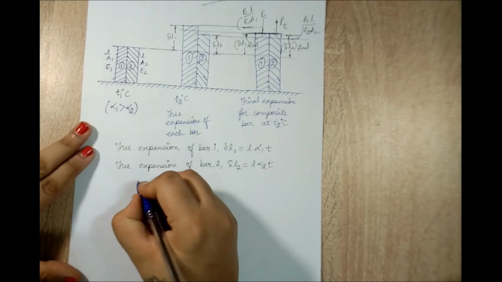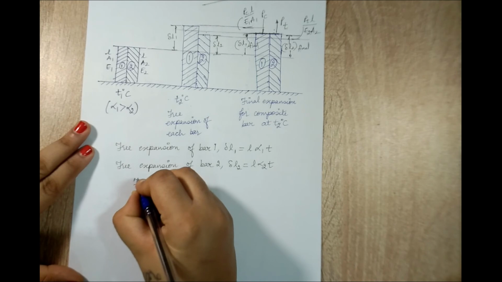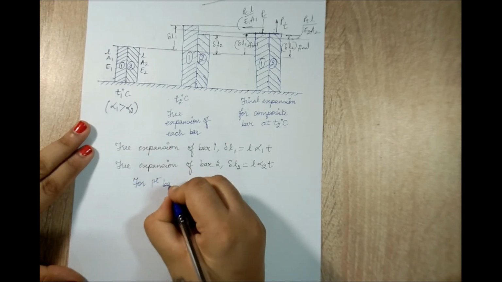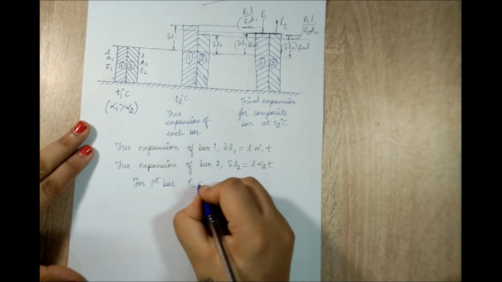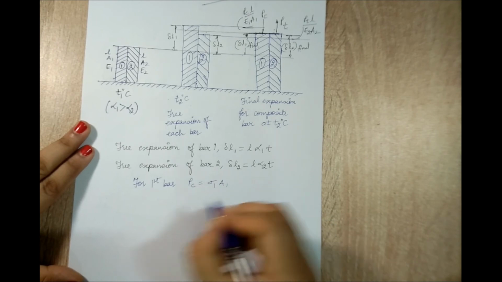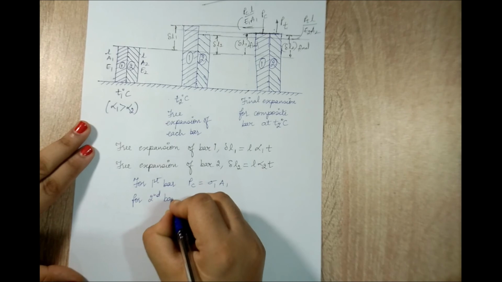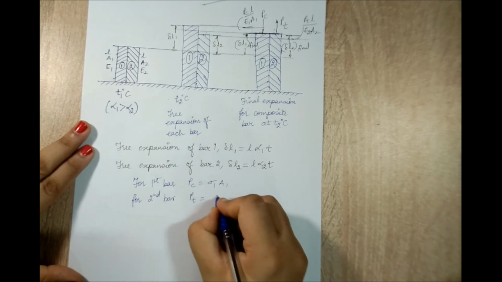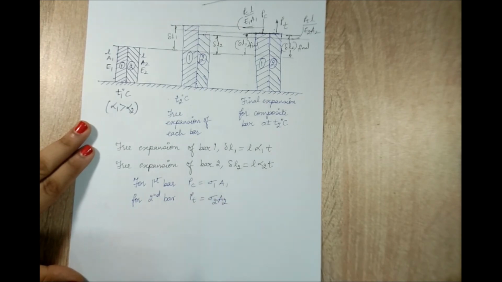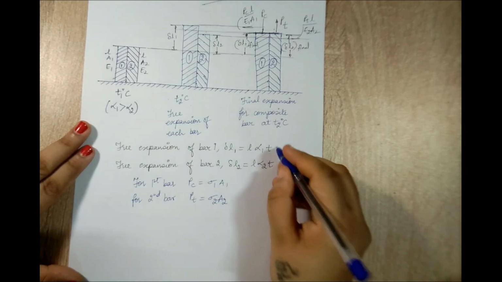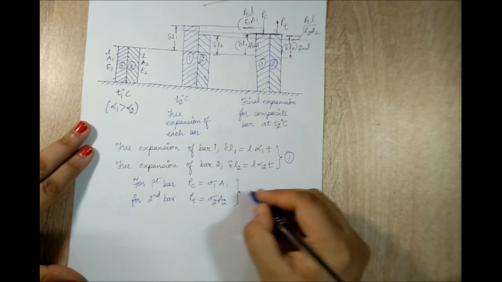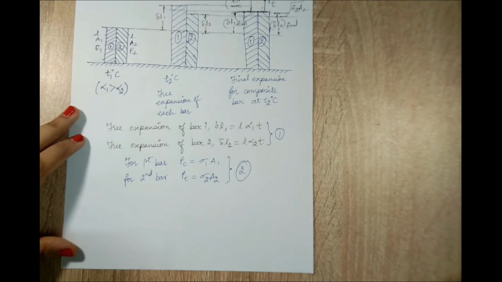For the first bar, can I say this PC is nothing but sigma 1 A1, and for the second bar I can say PT is equal to sigma 2 A2. This is for the second one. This is one set of equations I am going to use. This is another set of equations that I am going to use.